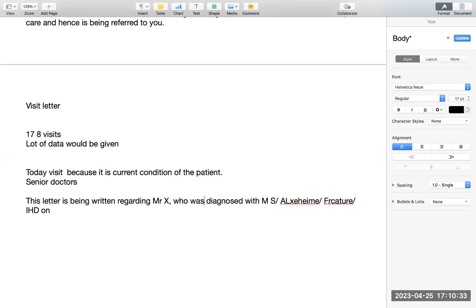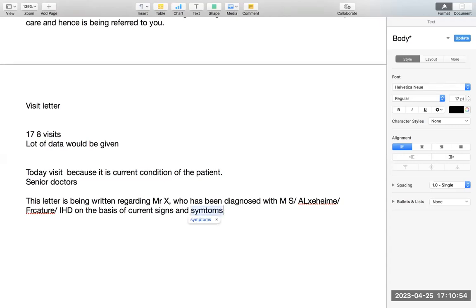अगर ये past होता तो मैं was का use करता. लेकिन अगर मैं was की जगह has been का use कर रहा हूँ, if I am using has been, that means it is the current condition of the patient. So, who has been diagnosed with IHD on the basis of his current signs and symptoms. So this is the first line you will write.